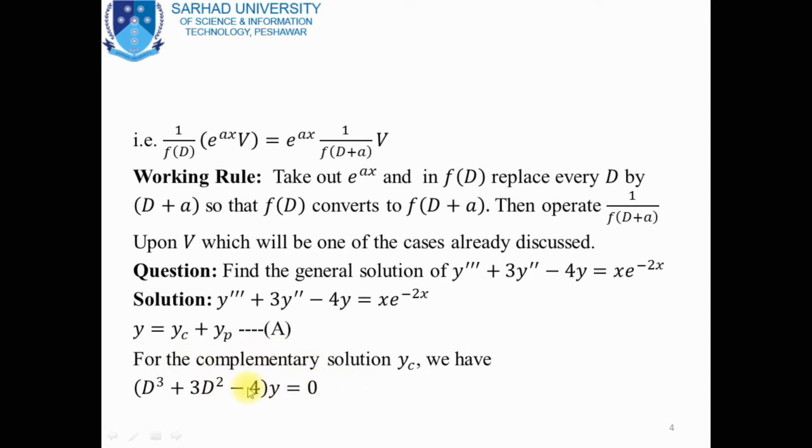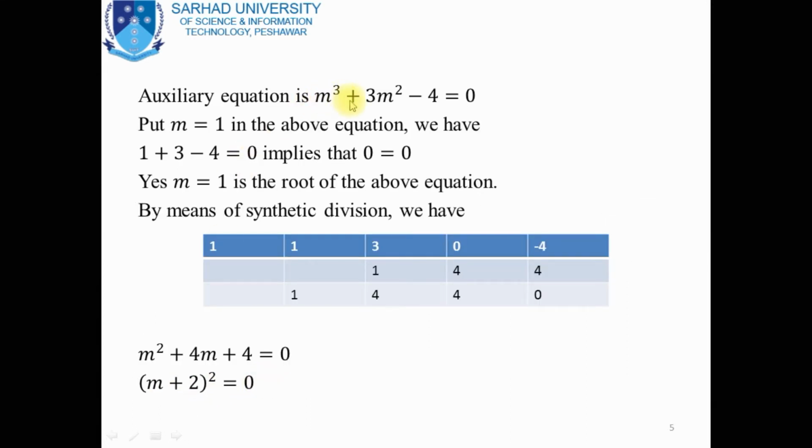Now this homogeneous differential equation has y is equal to 0 as the trivial solution, and for the non-trivial solution we take the auxiliary equation. You see over here m cube plus 3m square minus 4 is equal to 0. Now the complementary solution depends on the nature of the roots of this auxiliary equation. So to find the roots, for example, we put m is equal to 1. If we put m is equal to 1, we obtain 1 plus 3 minus 4 is equal to 0, which implies that 0 is equal to 0. So 1 is a root of this polynomial.